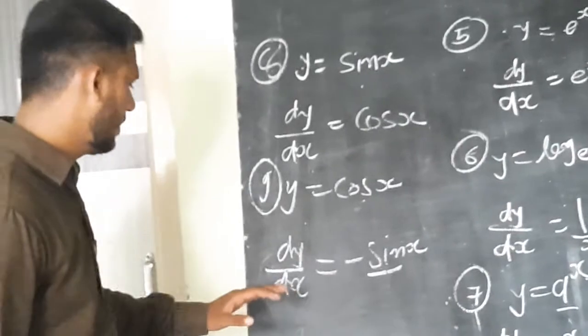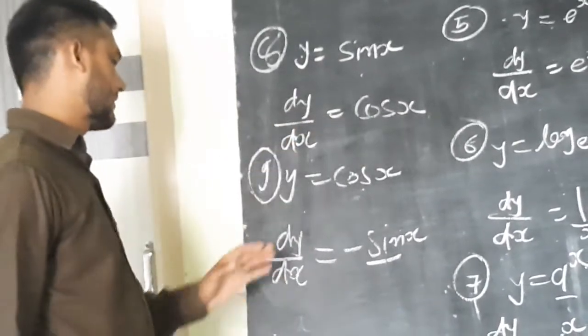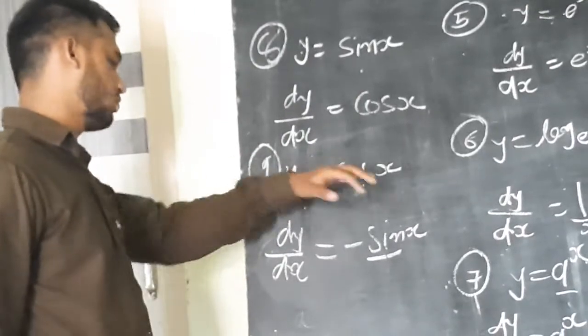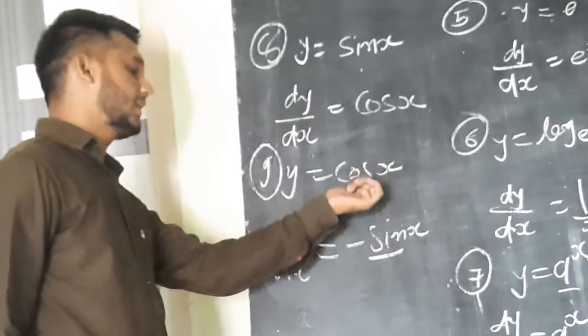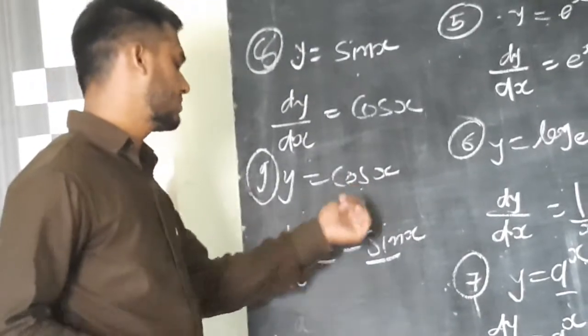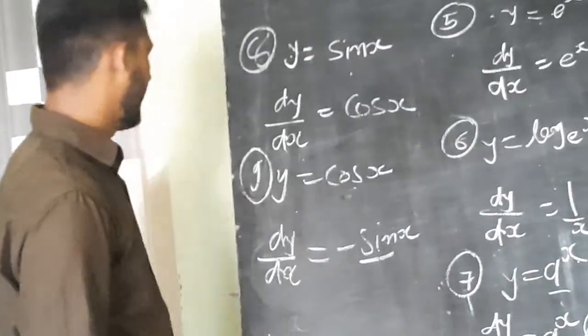So we have y equals sin x, and dy by dx equals cos x. And also y equals cos x, and dy by dx equals minus sin x. Okay, if we take the derivative of cos x, we get the minus sign. Okay, now equation number 10.